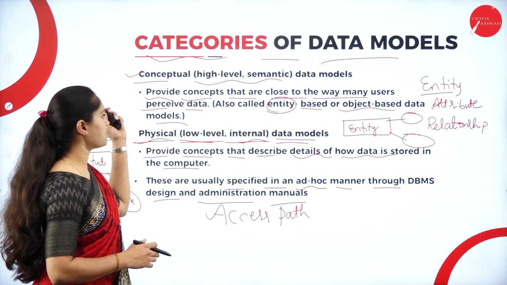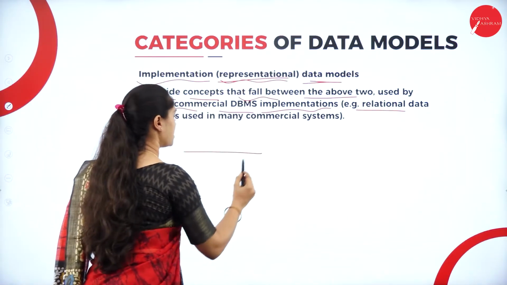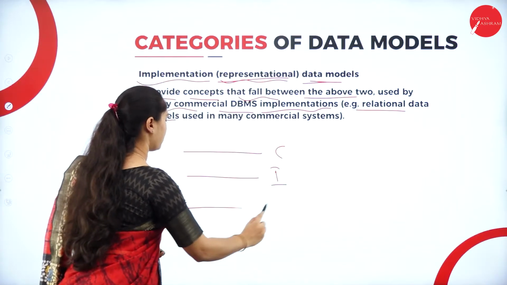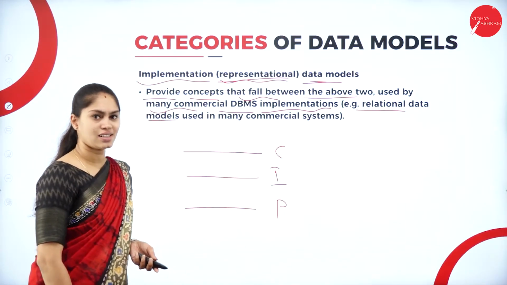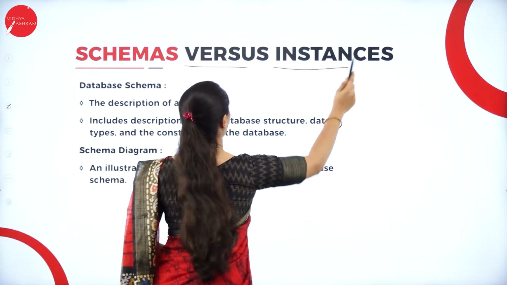We have three categories: conceptual, physical, and also we have implementation. First level is what? Conceptual level. Second, in between we have this intermediary level, and we have physical data models. So now we'll see the next topic, that is schemas versus instances.